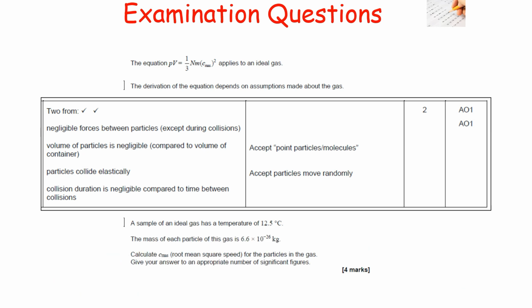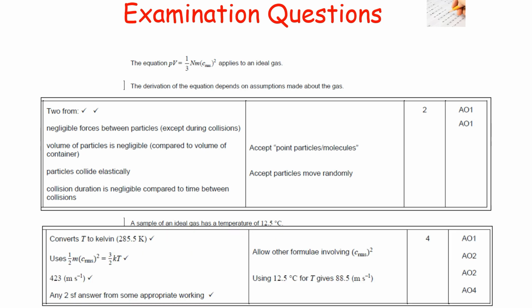meters per second. Now again, how many sig figs should you give it to? So you should give it to two significant figures, because 6.6 times 10 to the minus 26 is one of the values given, and that's 2 sig fig. You might say, well, what about 12.5? Because that's 3 sig fig. Well, you always go with the lowest number of sig figs given in the values of a question. So 2 is smaller than 3, so you go with 2.